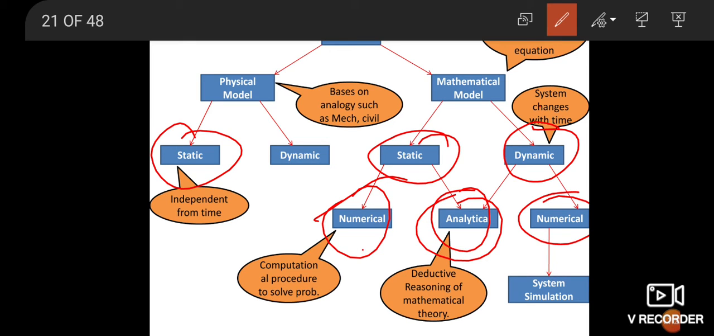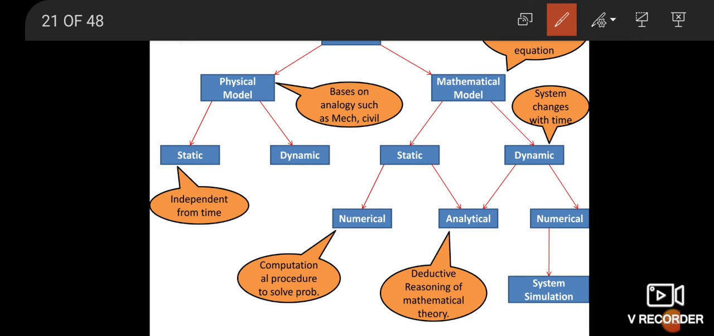Static can be numerical and analytical. Analytical means deductive reasoning of mathematical theory, and numerical means computation procedure to solve a problem. So numerical we already understand, wherein you can use certain numbers to solve the problem. Analytical means you are deriving a specific logic out of a specific logic. And then in dynamic and numerical you can have system simulation.